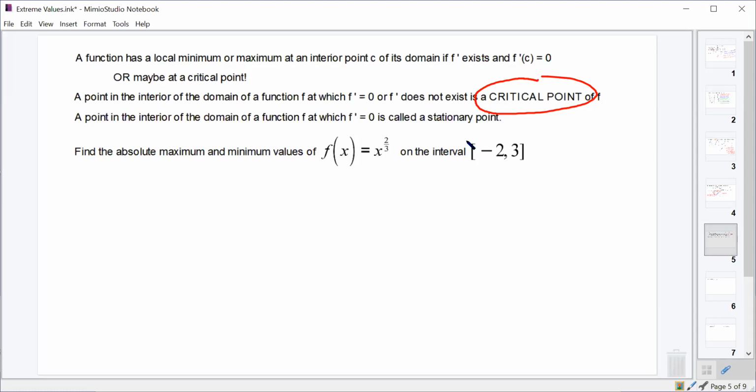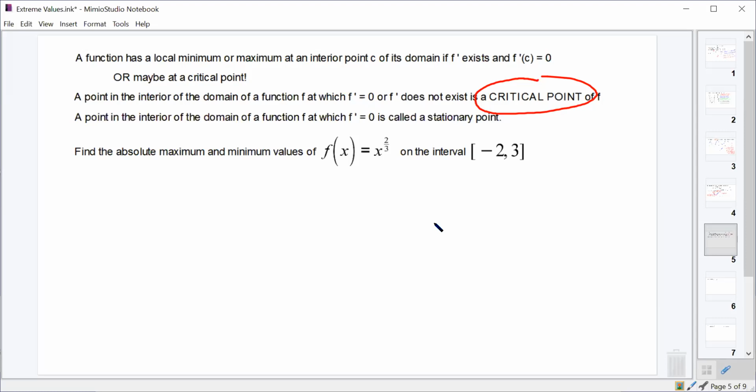And those critical points are where local maximums and local minimums are. They are the only places where local maximums or minimums can occur on the interior of the domain of a function. It's not guaranteed that it will be. We'll see some cases today where it's not. But it's the only place where they could. And generally they do, but not always. So don't assume that it will be if the derivative is 0 or doesn't exist.